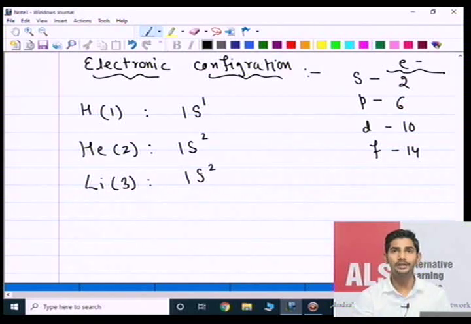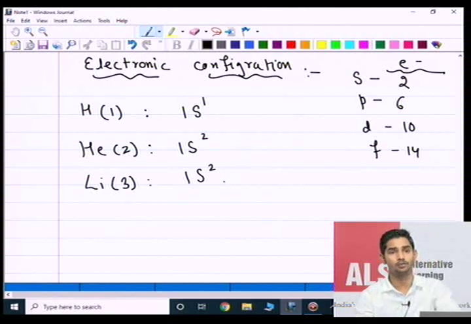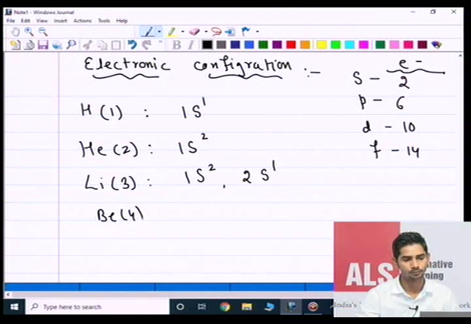You have to fill the 3 electrons, out of which 2 have been filled in the s atomic orbital, because s can have only a maximum of 2 electrons. So we have to go to the next orbital. After 1s, we have got 2s. We have to fill 1 electron over there. So this will be 1s2, 2s1.